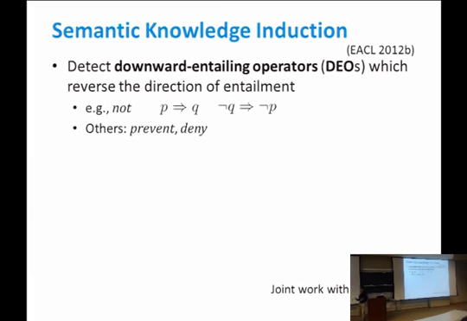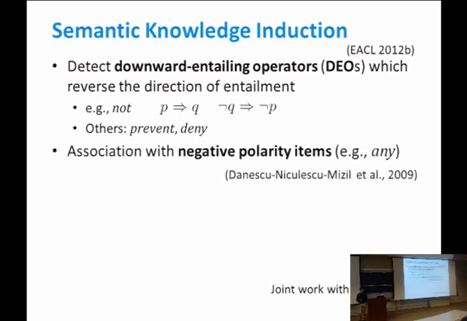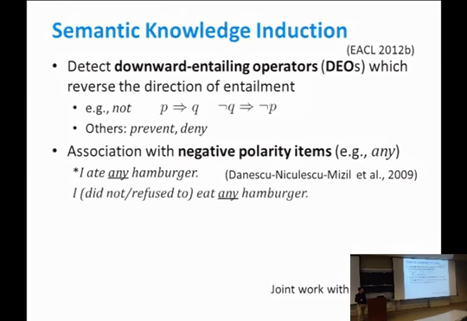Detecting this class of words is important for applications involving entailment, say recognizing textual entailment and so forth. It turns out you can actually use distributional information to detect this class of words. This is by their association with another class of words called negative polarity items. The most common one in English is any. These negative polarity items can only occur if there's also a DEO in that context. So you can't say I ate any hamburger, but you can say I did not eat any hamburger or I refused to eat any hamburger. This connection was first exploited in the CL community by this paper by Danescu and Gillespie.